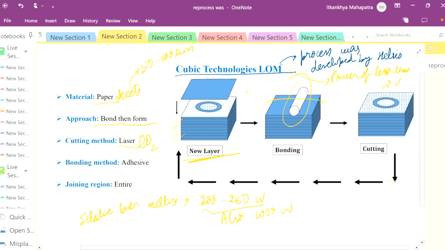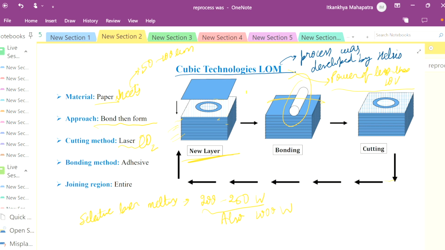As for bonding, why can the work be done with so much less power? Because for bonding we use an adhesive, and joining. What portion of the area will be joined? If this is one sheet, I apply glue on the whole area, and the whole sheet will be joined to the adjacent sheet. So the entire region will be joined.